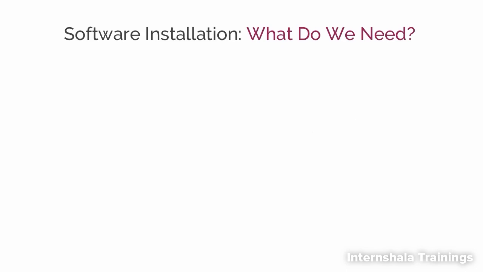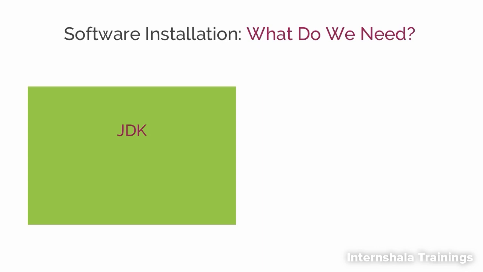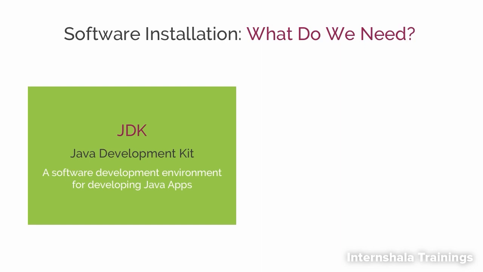To begin our Java development, the first thing that we need is the JDK. Now the JDK stands for the Java Development Kit. It is basically a complete kit for Java development, and it provides the software development environment for developing Java applications.